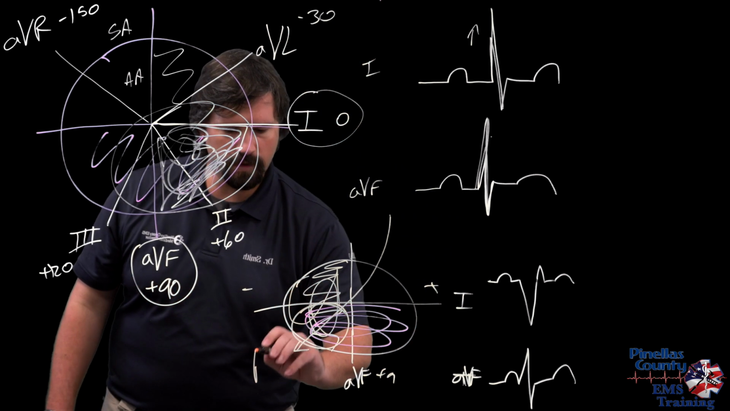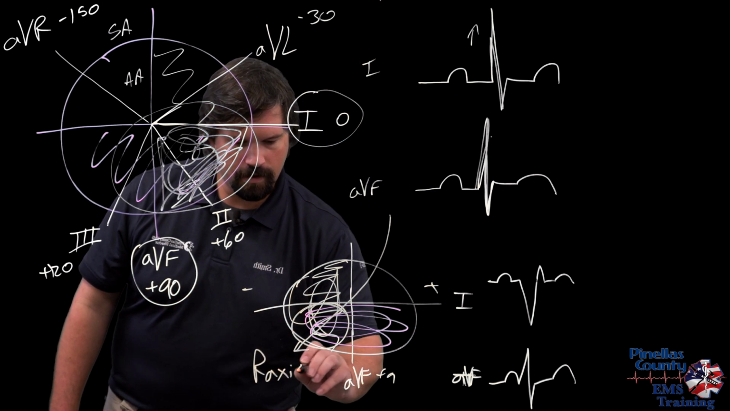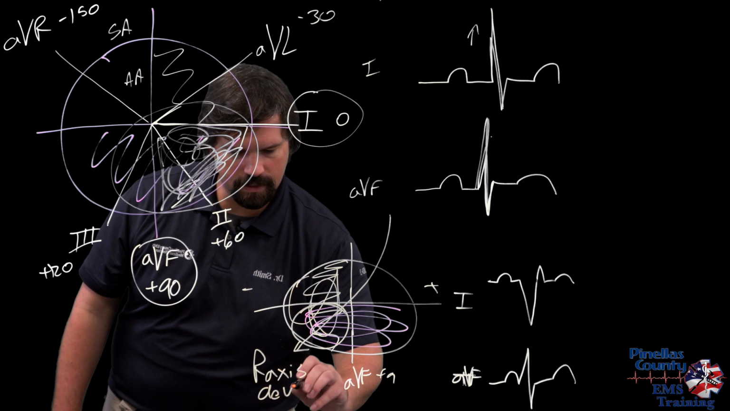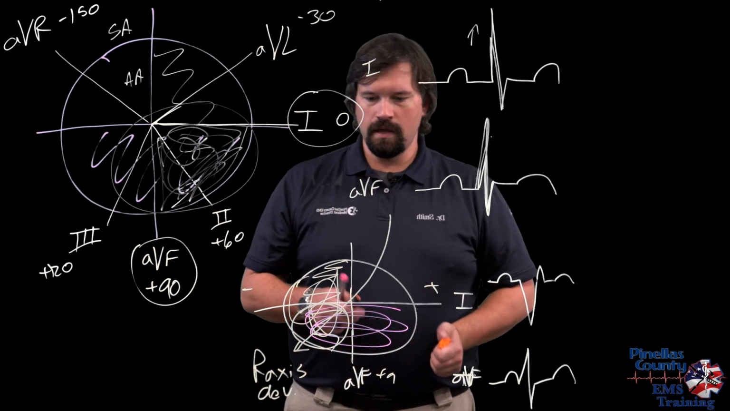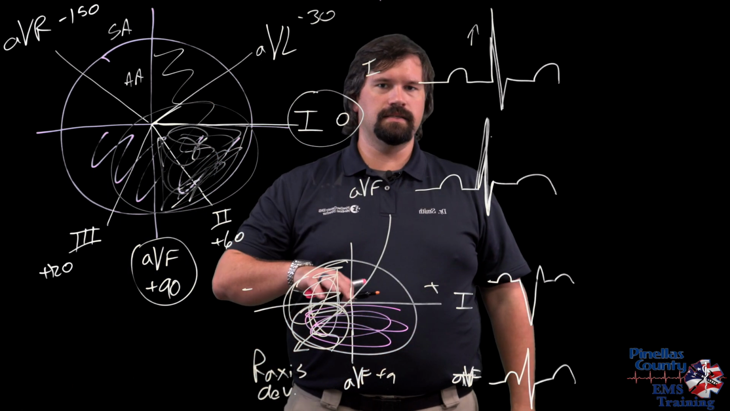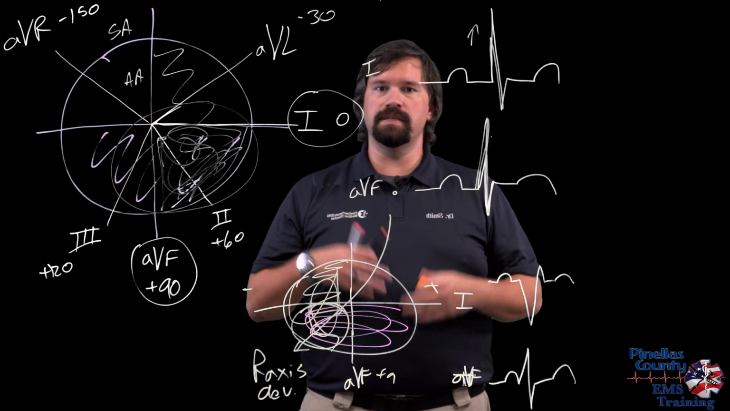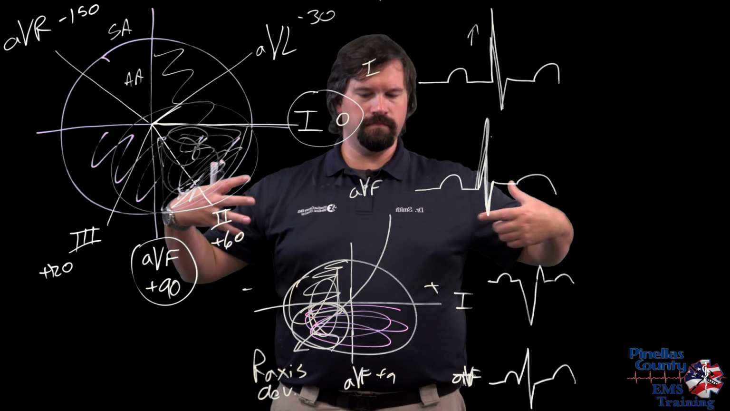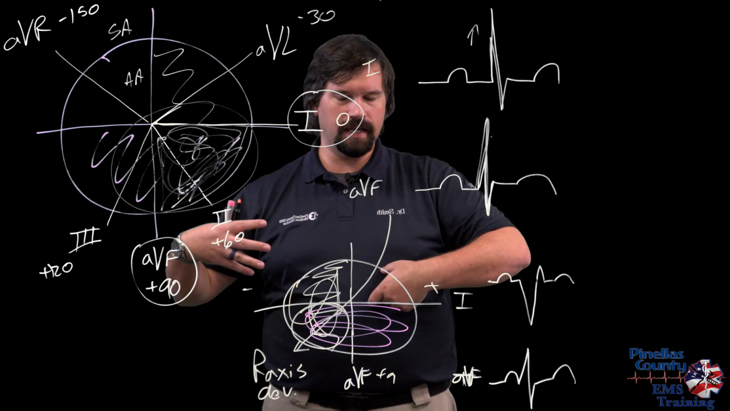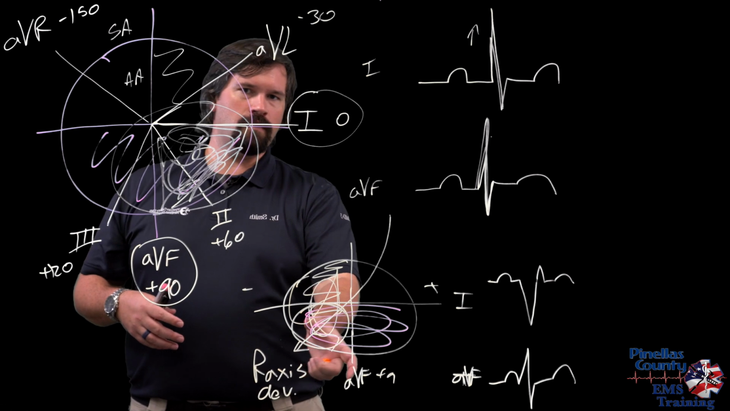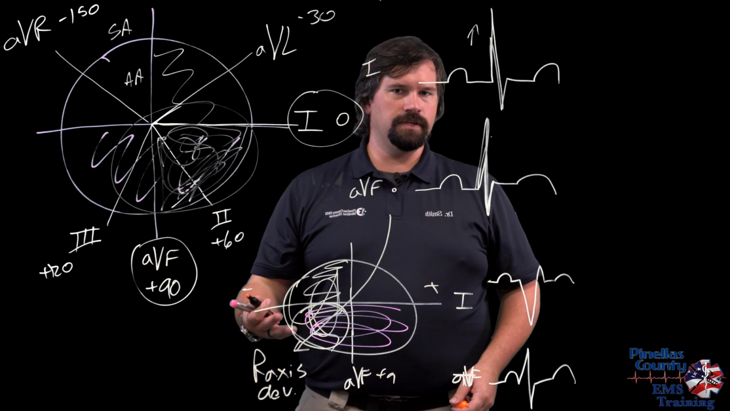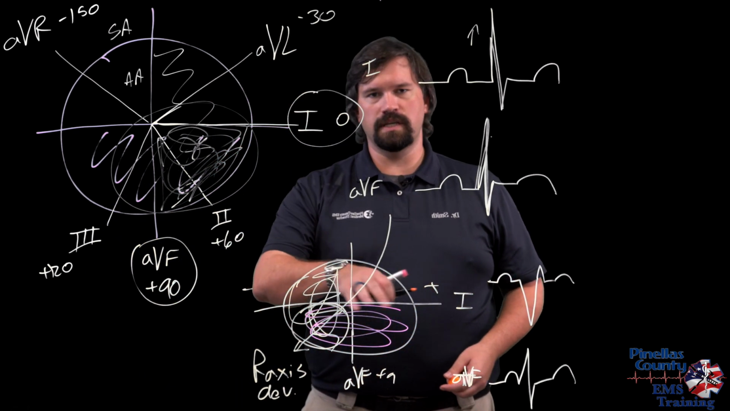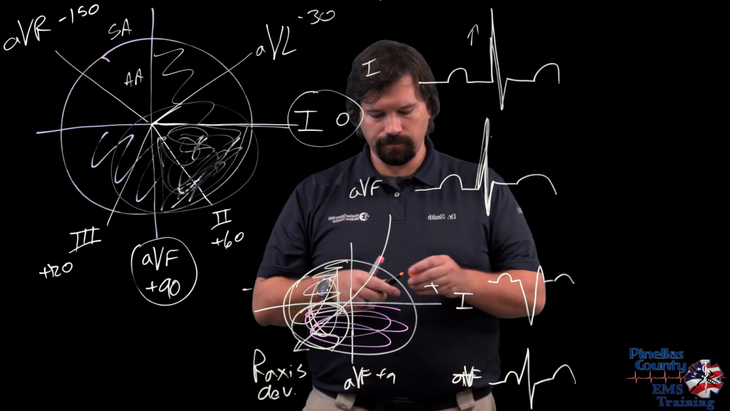So this is right axis deviation. Now again, things that can lead to this, anything pushing the heart to the side, maybe COPD, hyperinflated lungs. If you look at a chest x-ray, they always have these huge barrel chest lungs and the heart's kind of hanging down. It can physically move the heart right, or you can have electrical issues, right bundle branch blocks, things like that can move it to the right.